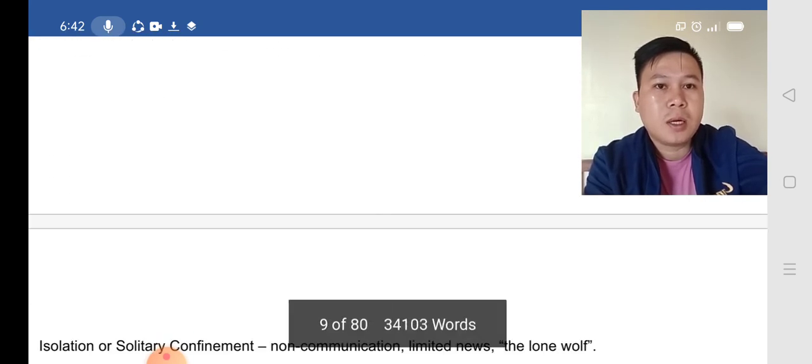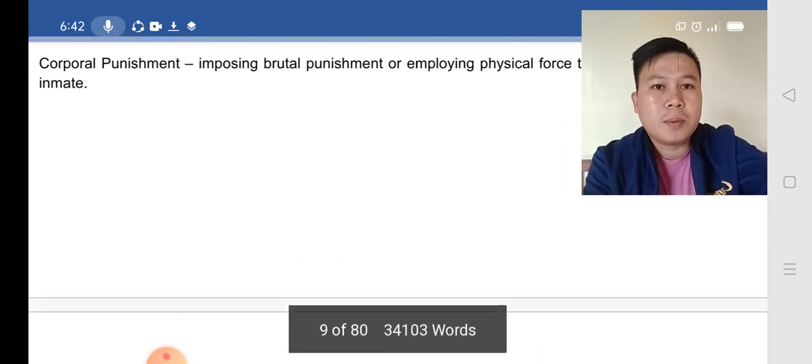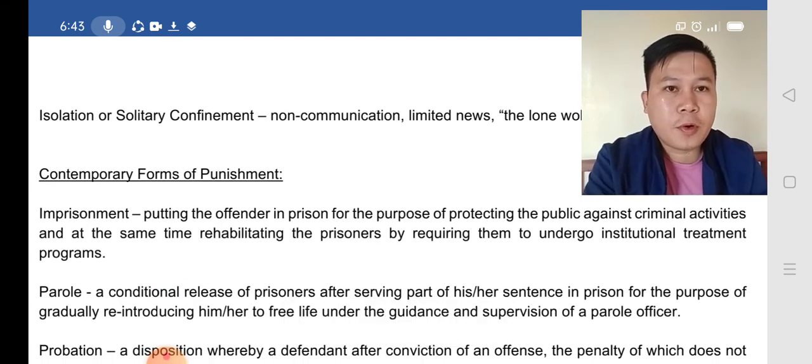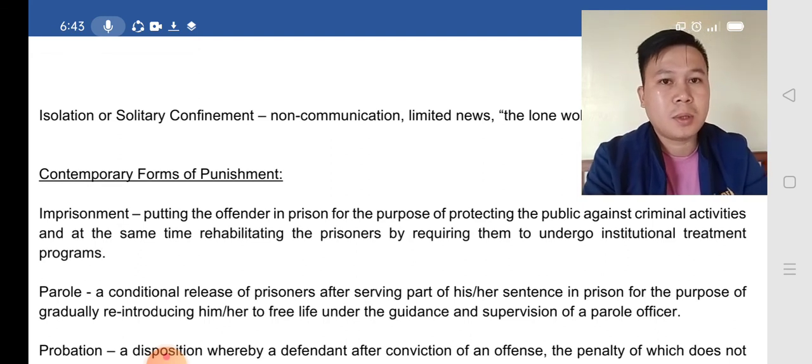In early forms of prison discipline, mayroon tayong hard labor, deprivation, monotony, uniformity, mass movement, degradation, corporal punishment. So these are the early forms of prison punishment. In contemporary forms of punishment, we have imprisonment, and it is the putting the offender in prison for the purpose of protecting the public against criminal activities.